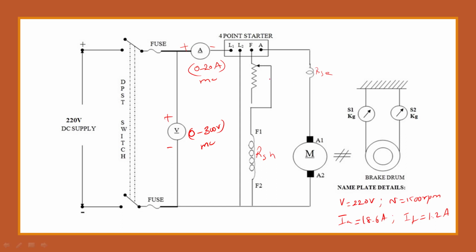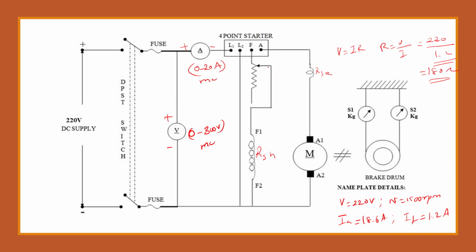And the rheostat voltage and current. The rheostat can be calculated from Ohm's law. V is equal to IR, so R is equal to V by I. V is 220 volts and the current is 1.2 amps. If you put it in, you will get nearly 183, about 180 ohms. So according to the voltage, resistance range and the current range, I am going to fix the rheostat value.